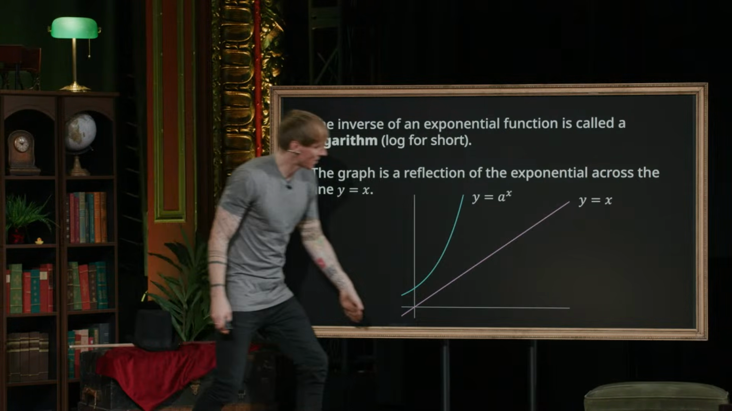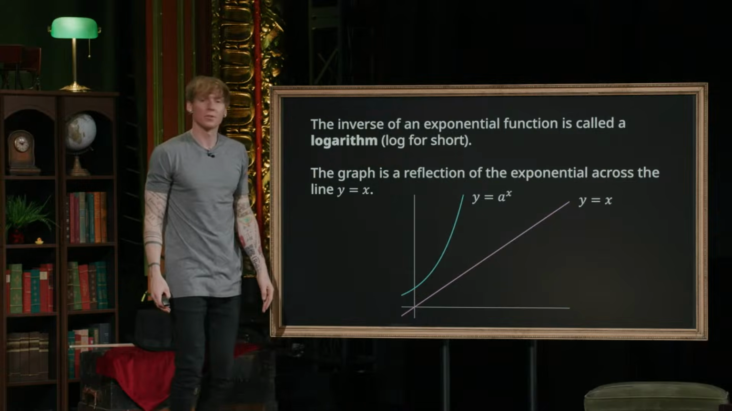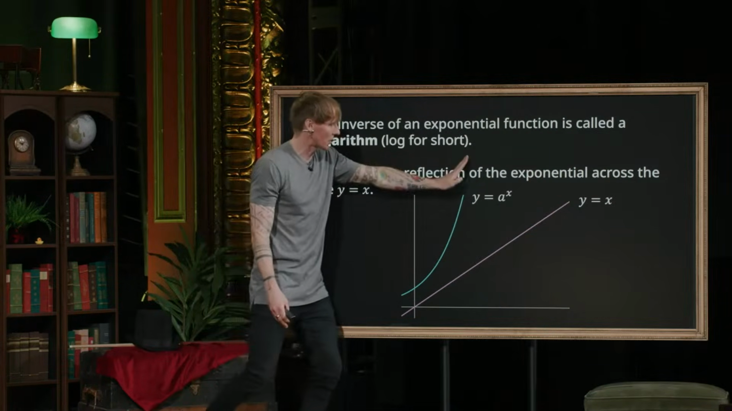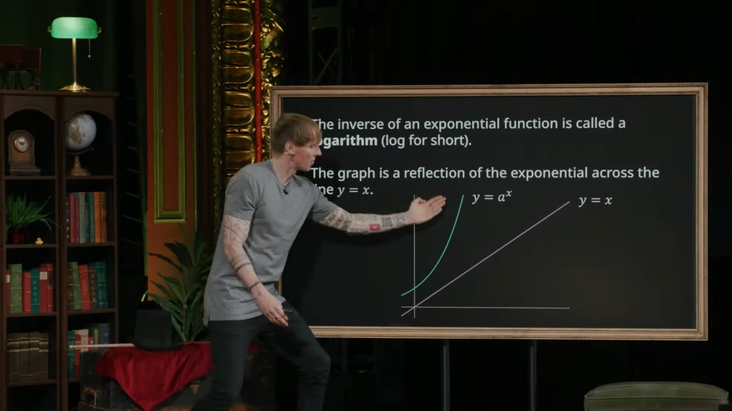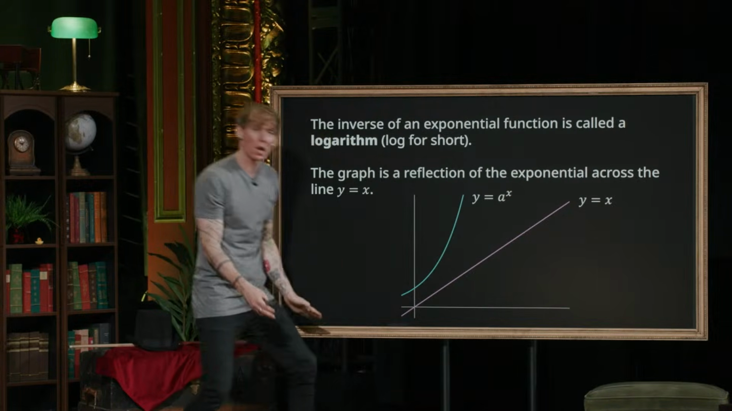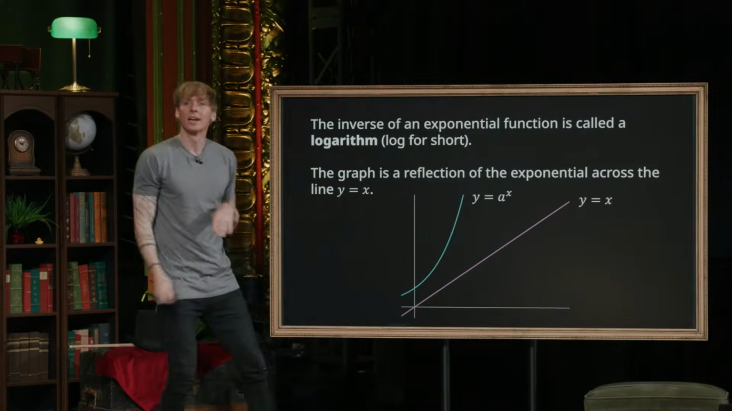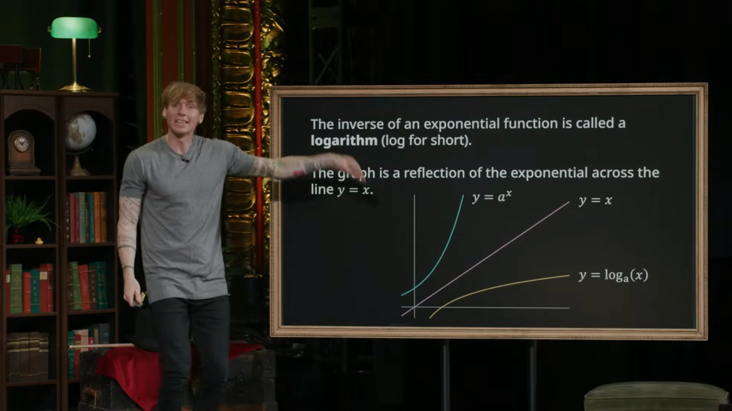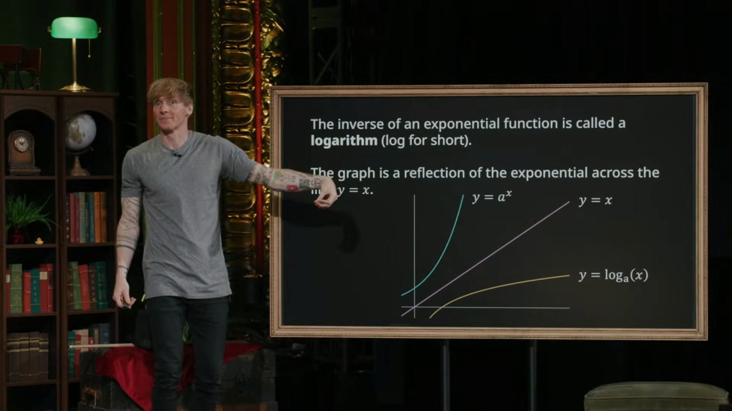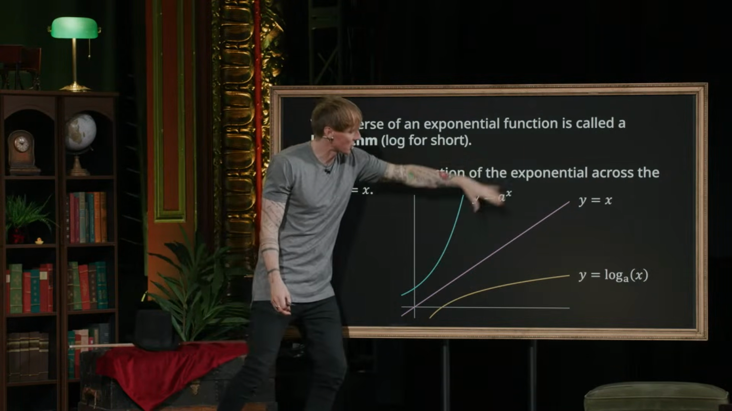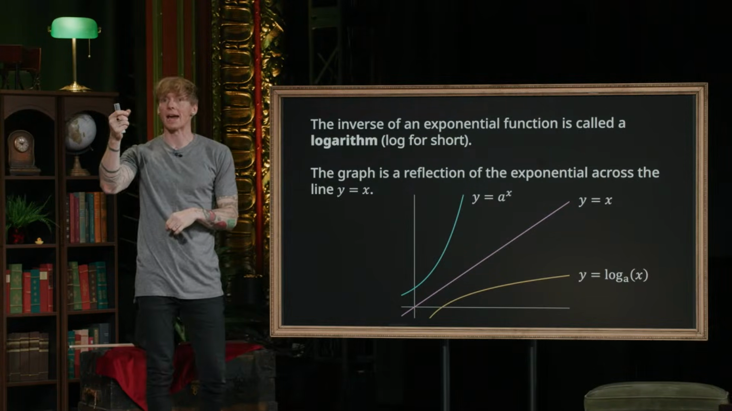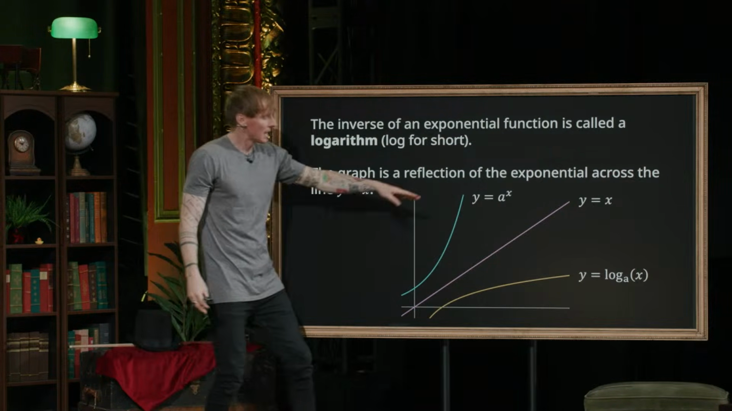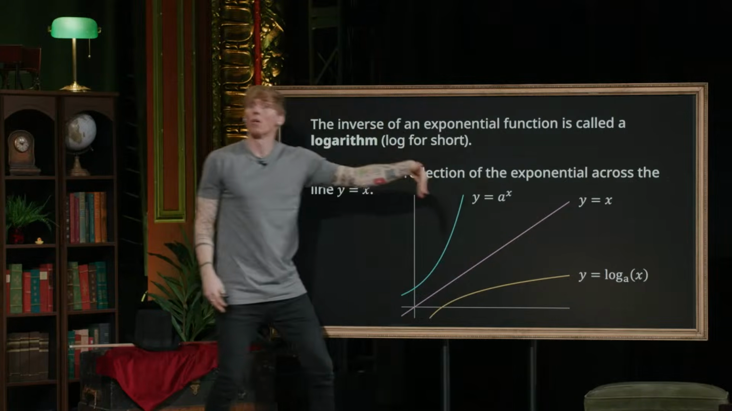So we have here our straight line, y equals x. We have an exponential function, simple one, y equals a to the power x, and we just reflect. Imagine putting a mirror along y equals x, reflect across that line, and that now gives us the logarithm graph. So because this function I've drawn is base a, it's y equals a to the power x, then we say the logarithm is log base a of x.